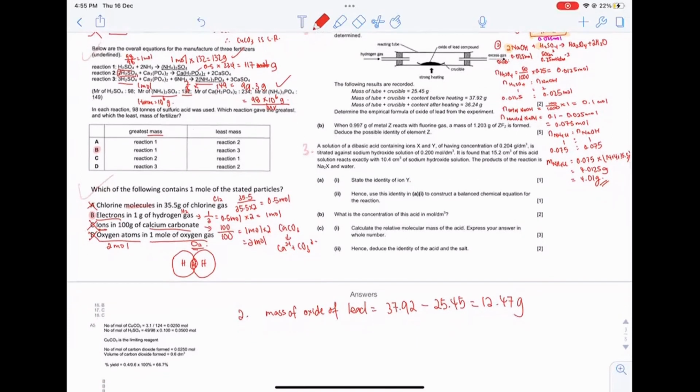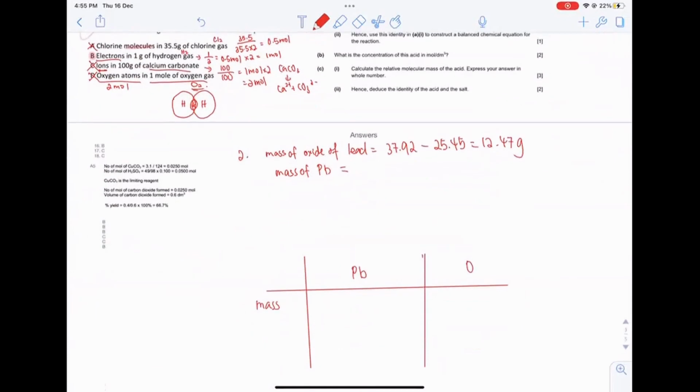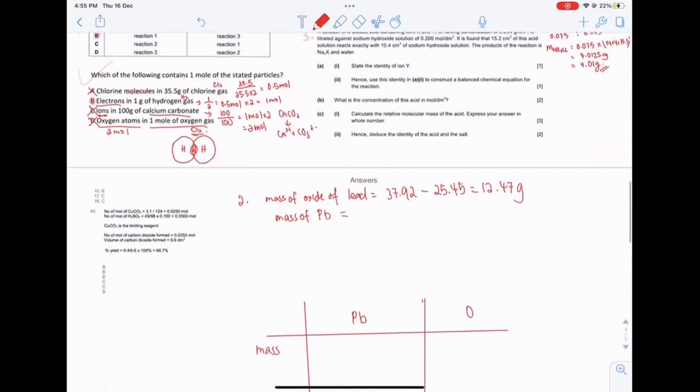Then next, what about mass of lead? So we have to break them down into Pb and O, right? That's how we have data to insert into our table. So how do we do that?